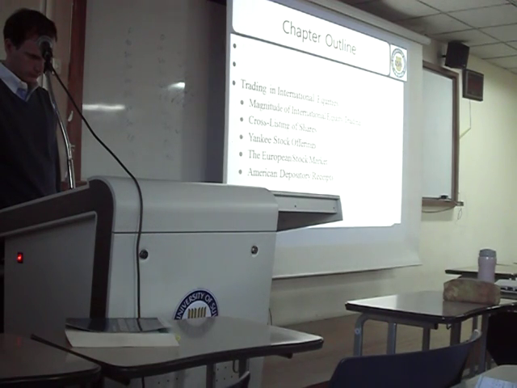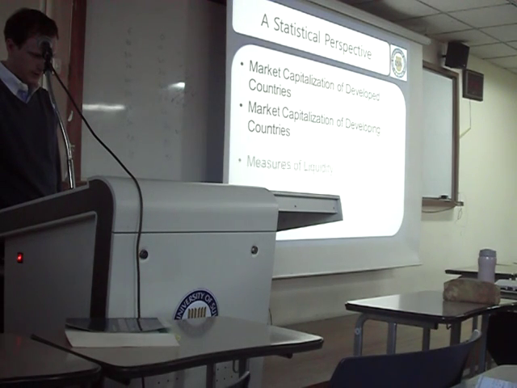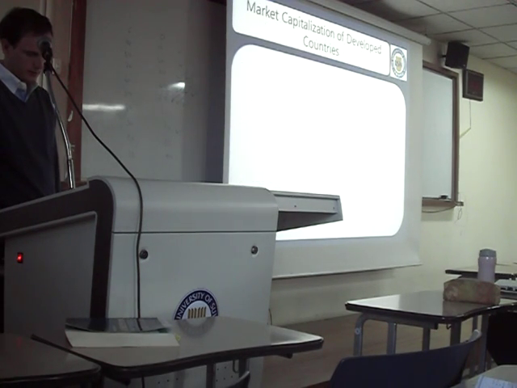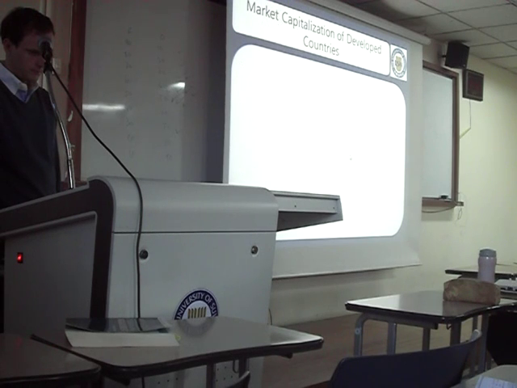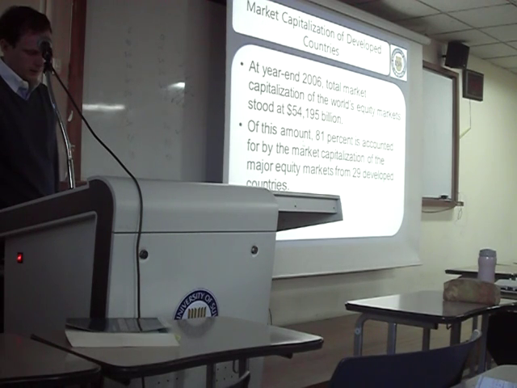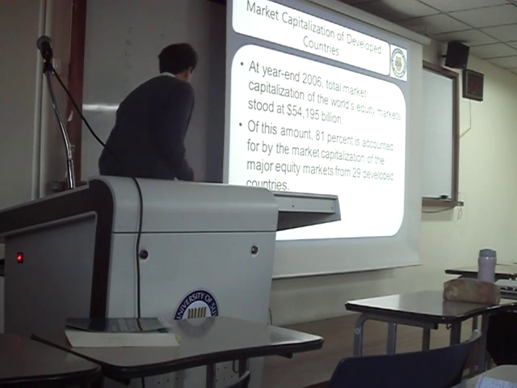So we look at these topics. First of all, we look at the statistics. We're going to look at the market capitalization of developed countries against developing countries. Okay. So the world's equity market has a lot of money. At the end of 2006, 54 billion. 81% is accounted for by the major equity markets from 29 developed countries. So what does this mean, market capitalization?